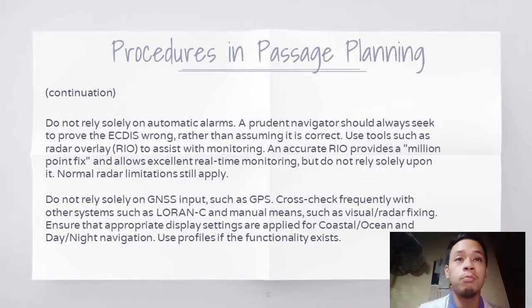Continuing with the part on monitoring, do not rely solely on automatic alarms. A prudent navigator should always seek to prove the fix is wrong. So as navigators, we should seek to prove the fix is wrong, rather than assuming that it is correct. Use tools such as radar overlay or RIO to assist with monitoring. An accurate RIO provides a pinpoint fix and allows excellent real-time monitoring, but do not rely solely upon it. Normal radar limitations will apply.